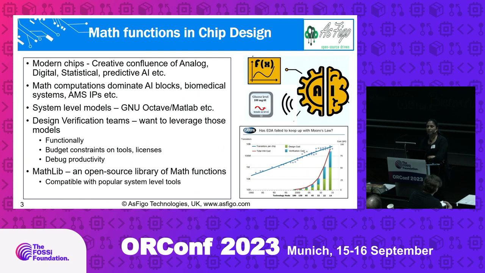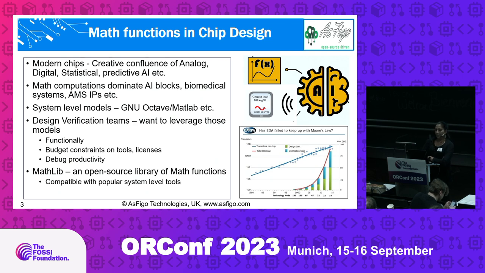Usually math functions in chip designs are very popular nowadays as a fundamental in chips, which we look at in analog, digital, statistical, that we always look at in the hardware and also related to AI chip designs. Math function computation dominates AI chips in biomedicals like glucose measurement, heartbeat measurement, and also we use various mathematical modules and systems in AMS designs.